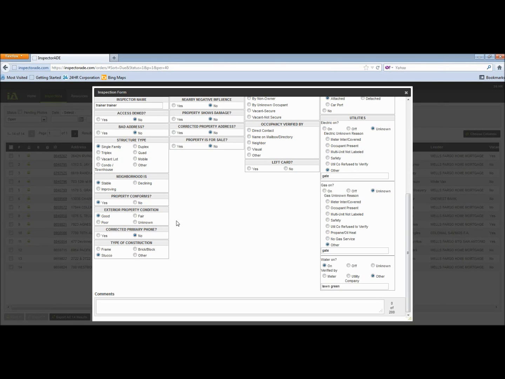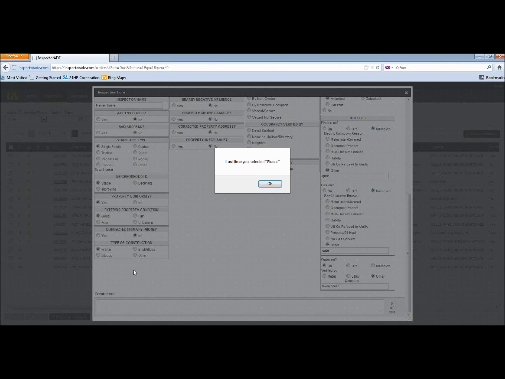Exterior property condition: good, fair, poor. Corrected primary phone. This just means that the homeowner is giving you a new phone number to give to the bank, or they changed their number and they're giving it to you to let the bank know they can call them on this number instead. Type of construction. 95% of the time it's going to be frame.